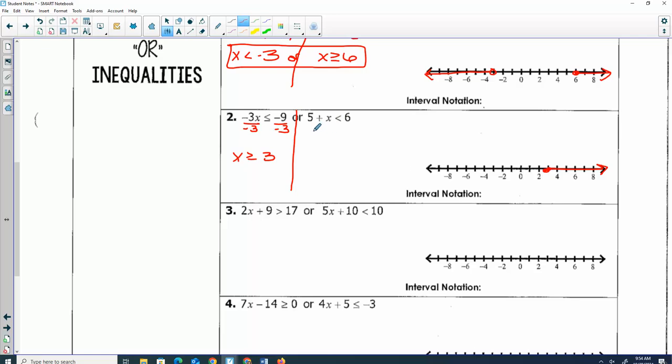Or 5 plus x is less than 6. So if I'm solving for x, we subtract our 5. X is less than 1. No equal to, so open circle at 1, less than goes to the left. So we have to have x is greater than -3 or x is less than 1. That's my solution. And then we have our graph.